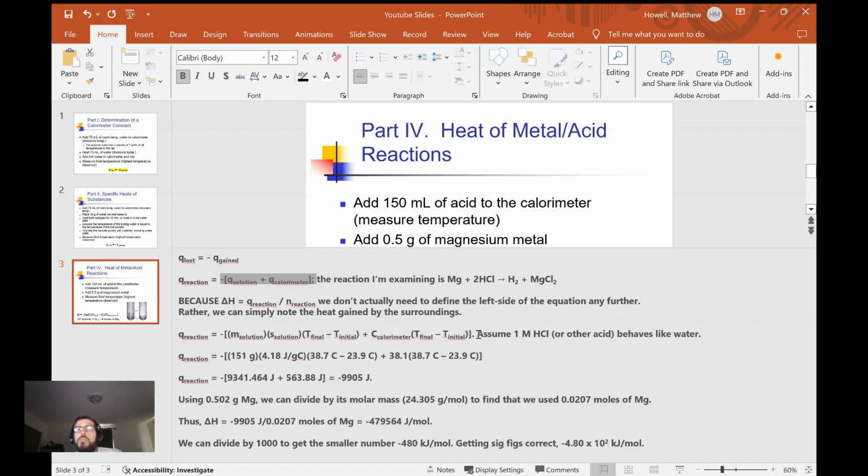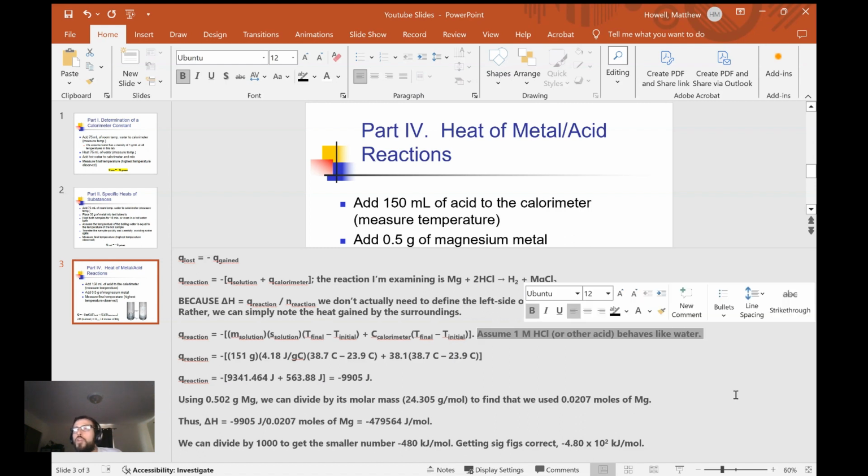The last thing I'll note is that when you're doing these problems, unless you're told the solution you're working with, its density, or its specific heat, you're always going to assume that it behaves like water. I actually had the chance to show one of you in lab that if we measure out, say, 30 mils of 1 molar hydrochloric acid and take its mass, you can do density equals mass over volume and demonstrate that the density really is close to 1 gram per mil. I think in our case it was like 0.998 grams per mil.